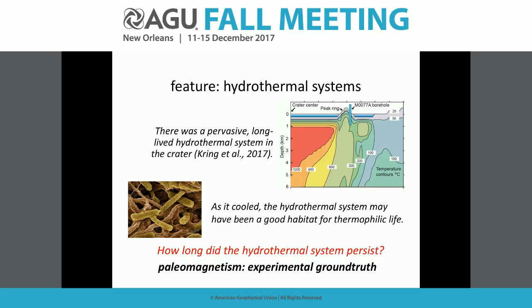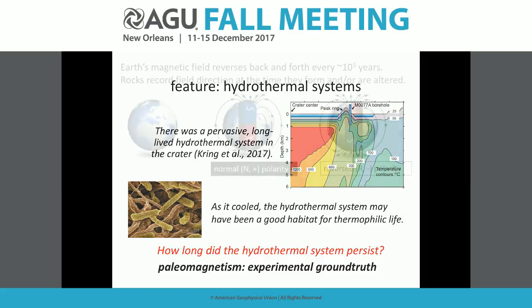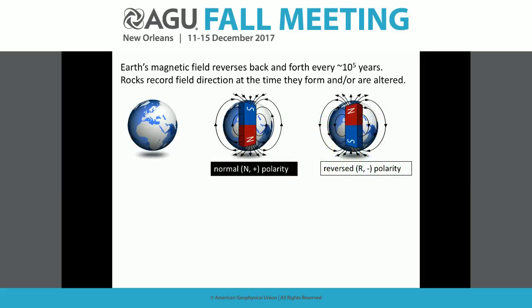But the pressing question is, okay, how long did this hydrothermal system actually exist? So Kring described some models, but we need some experimental ground truth to back up these models. And it turns out that we can use paleomag as a fun tool to actually figure out how long the hydrothermal system lasted. So the way this works is that, as we all know, Earth's magnetic field undergoes reversals every few hundred thousand years. And rocks record the direction of the field at the time that they form, as well as later on, if they get altered, they record the direction of the field at the time of alteration.